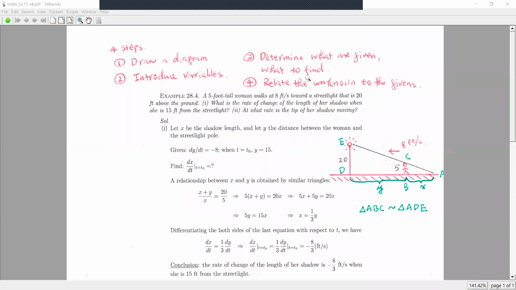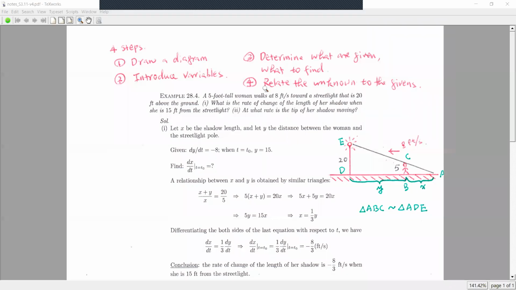What do we need to find? We need to find the rate of change of the length of her shadow at the instant T0 when she is 15 feet from the street light. That is, we need to compute the derivative of x with respect to the time t. x is the length of the shadow. After we compute the derivative, evaluate the derivative at the time T0.